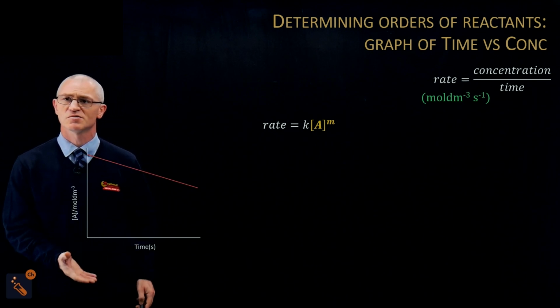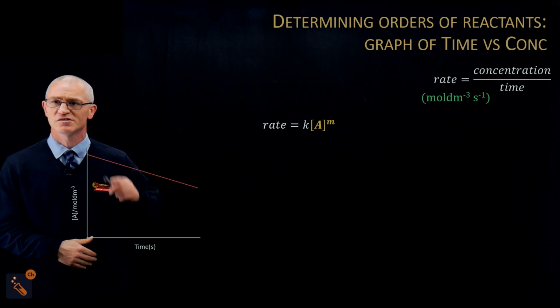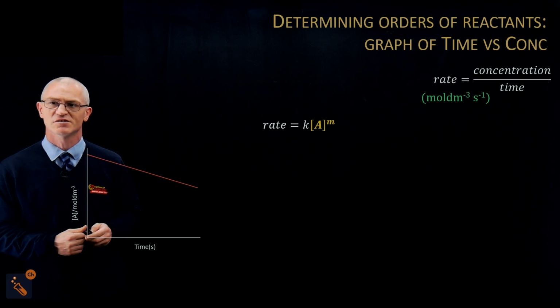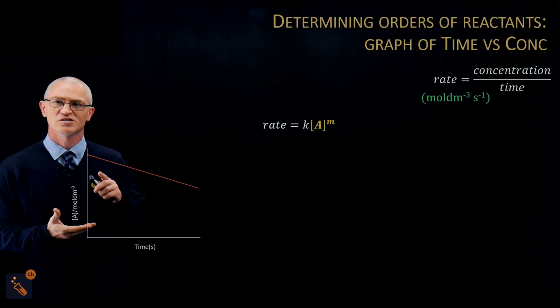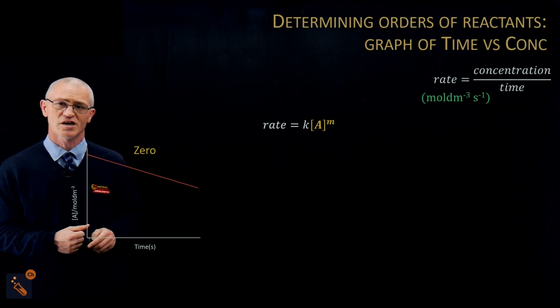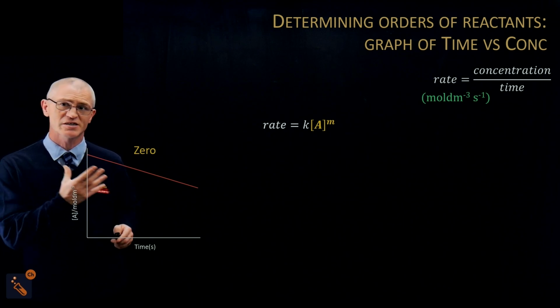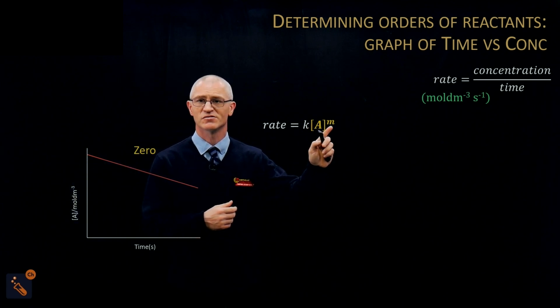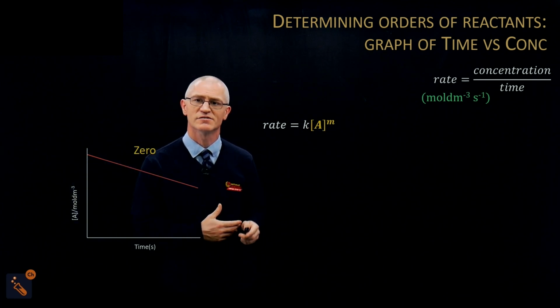Here we have our first one, and you can see that this gradient here, going down, is very characteristic. There's nothing else like it. So the concentration is reducing slowly over time of this reactant. Now that is a zero order reactant, and this will all make sense in a minute. Zero means that you would raise this to power 0, but we'll go over that in a second.